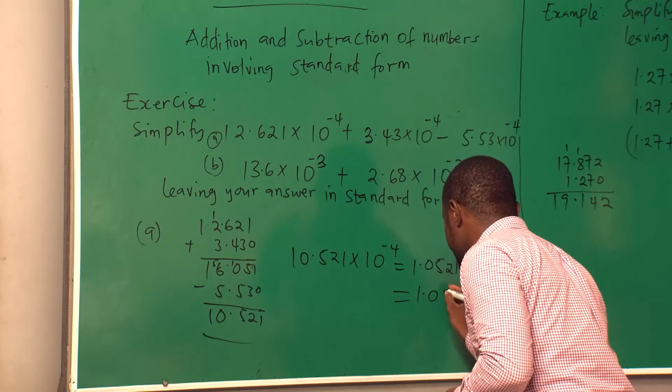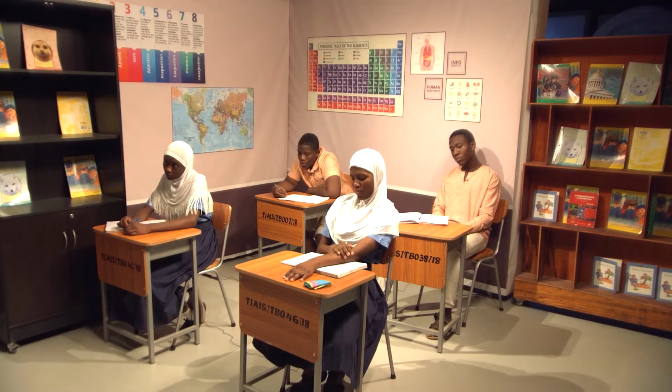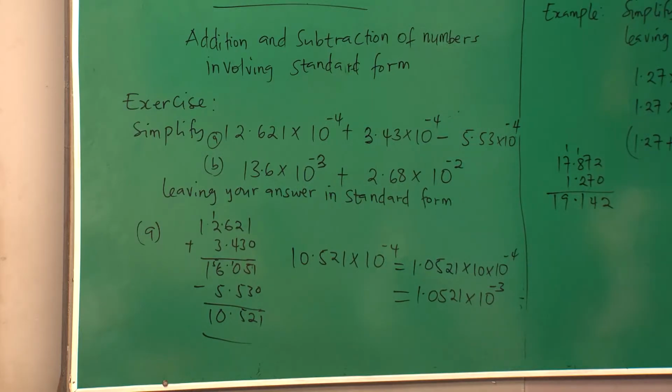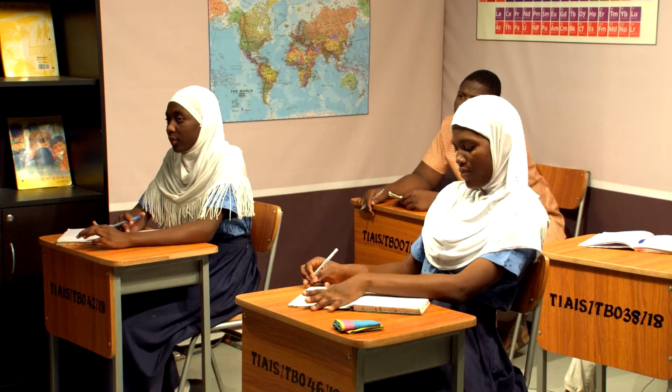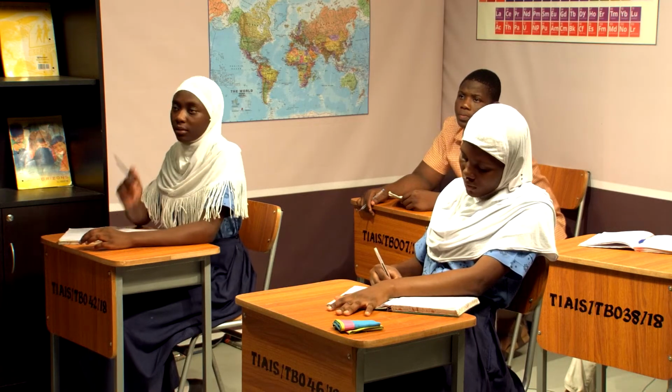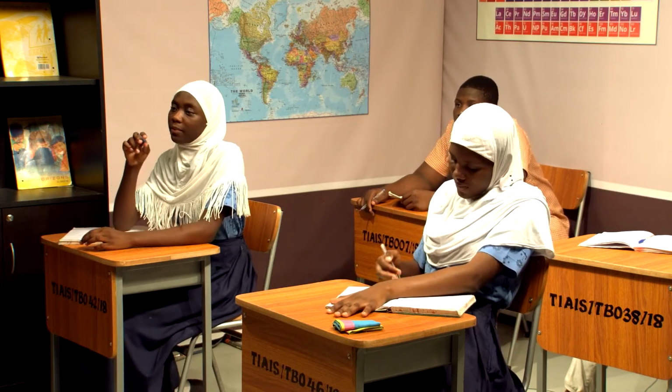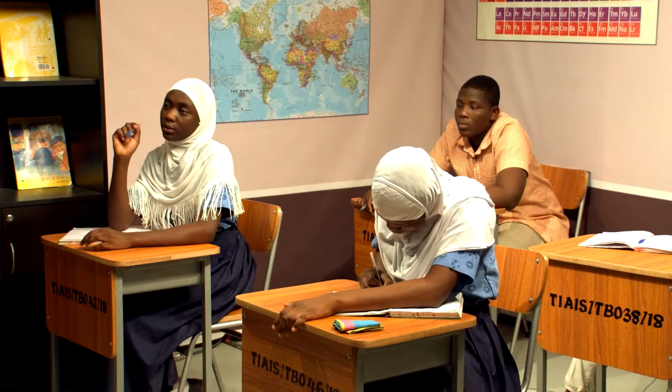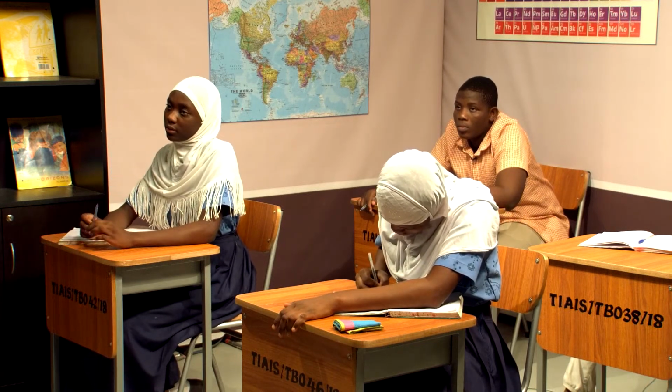The final answer? 1.0521 times 10 exponent negative 3. Are you okay? So we take the last one, the very last one, quick one. How do you do the next one? You see, it's carrying 10 exponent negative 3, 10 exponent negative 2. How do you do that? Can we add the 2? Sir, please, we jump the point so that the exponent will be the same. So I do that for us.